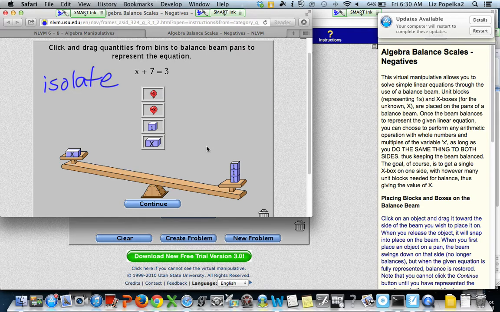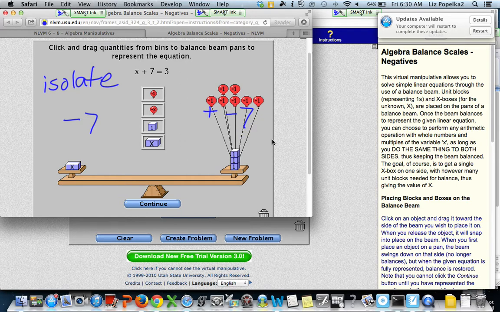So hopefully we remember from when we did our study of integers that instead of taking away 7 like I did over here, I can add a -7 to this side of my balance beam because adding a negative is the same thing as subtracting a positive. So I'm going to add 7 negatives. 1, 2, 3, 4, 5, 6, and 7. And voila! It's nice and balanced.